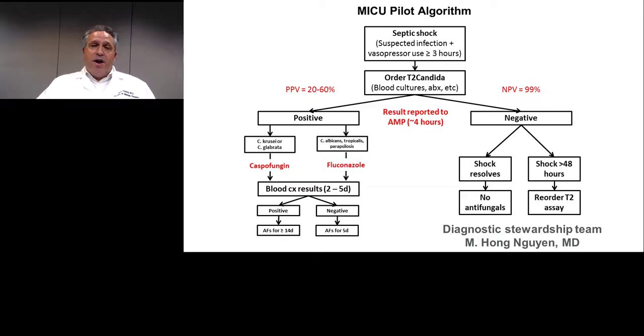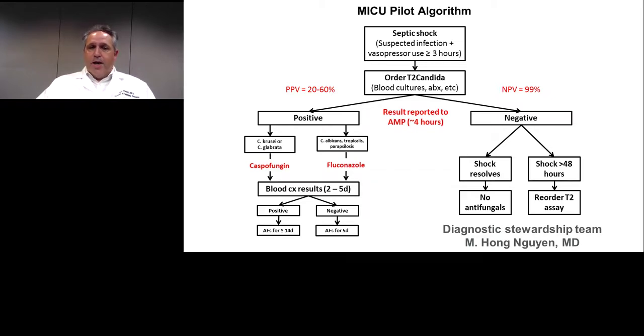Among patients who are already started on antifungal therapy, conversely, we'll use the excellent negative predictive values in conjunction with blood cultures to discontinue antifungal therapy in patients who are at low risk of actually having candidemia. So this has been rolled out in our MICU through a diagnostic stewardship team that is led by our antimicrobial stewardship director at UPMC, Huang Nguyen.